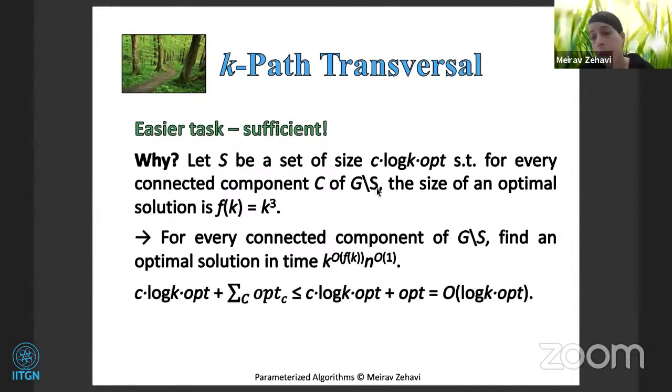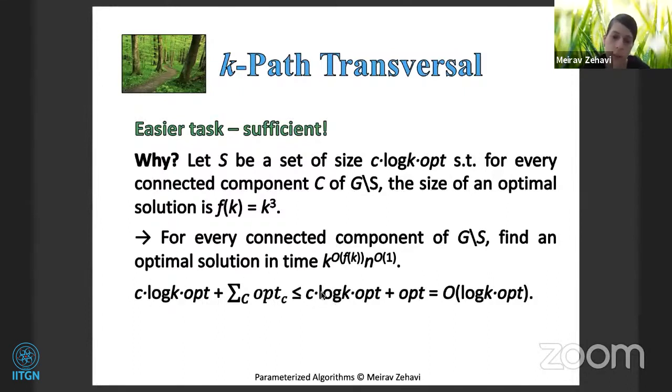It's a set of size order log k times opt, such that when we remove it, each connected component has a solution of size at most f of k. So we first take this set. So this is this term here. And then afterwards, to get a solution to our problem, we look at every connected component C and solve it optimally. So we also pay for every connected component C, opt C. So opt C here is the optimum for the connected component C. So this is overall what we pay.